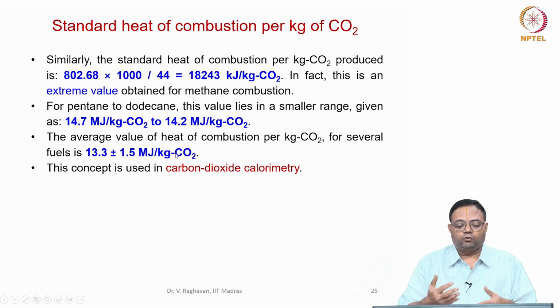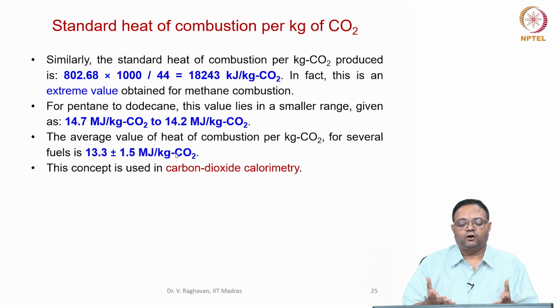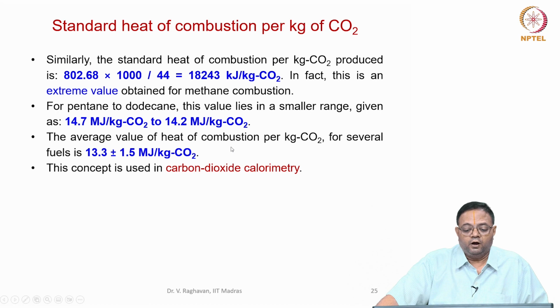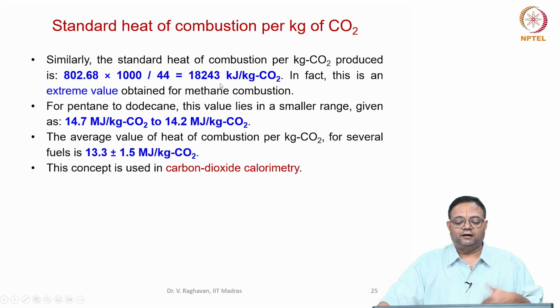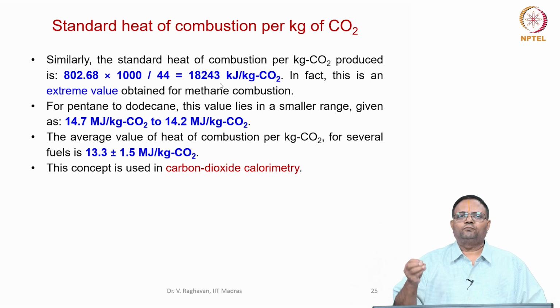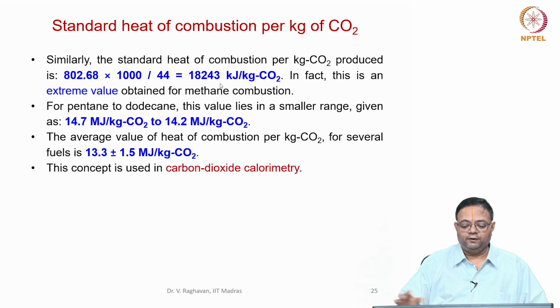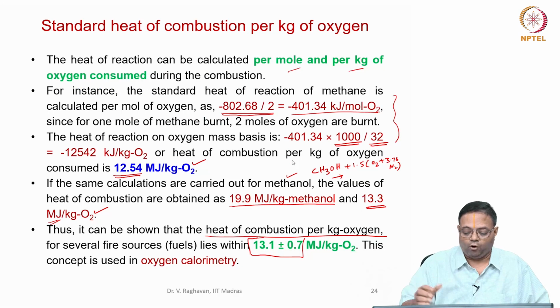Not only these hydrocarbons, several hydrocarbons have been tested. The experimental evidence is that the average standard heat of combustion per kg of CO2 produced is 13.3 plus or minus 1.5. You can see that pentane to toluene is also within this range, but methane is slightly out of range. So, except for one or two fuels, the oxygen-based calorimetry or the carbon dioxide-based calorimetry works very well. In fact, the oxygen-based calorimetry works well for methane also.